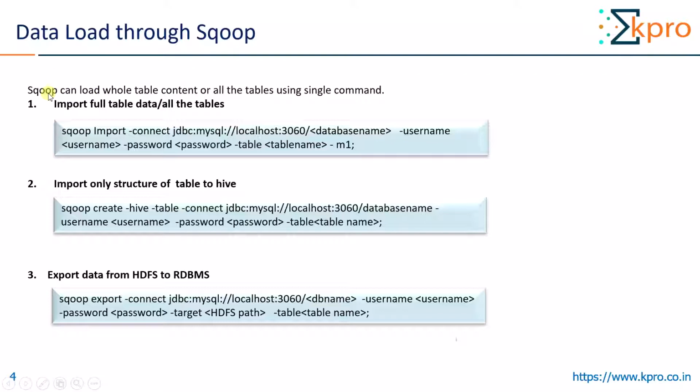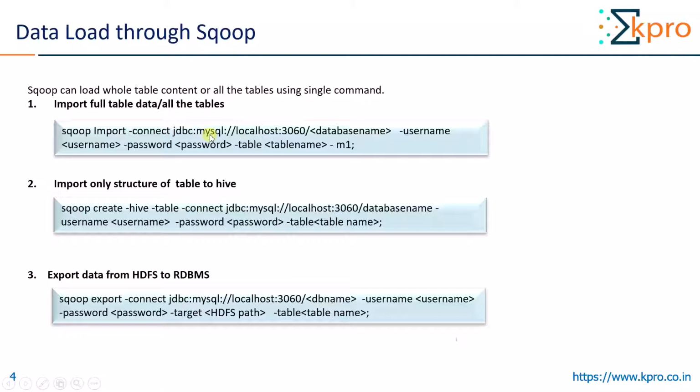Here are a few commands through which you can import or export data from RDBMS system or to the RDBMS system. Also, you can create the structure of the table in Hive from RDBMS system. Let us see the first statement. So this is to import the data from RDBMS system to the Hadoop file system. We have to use the import argument to import the data from RDBMS system.